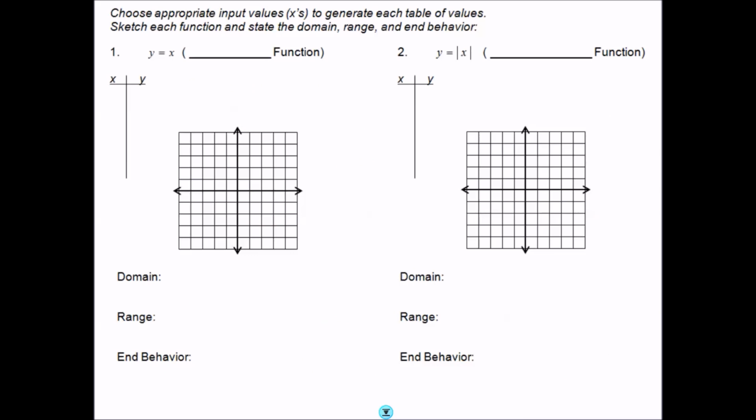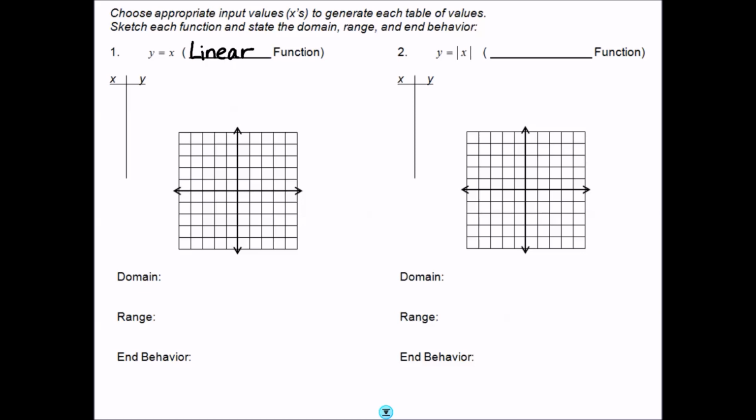So we're going to take a look at each of these functions individually, graph them, make a table, state the domain, range, and end behavior. So the first one here is a linear function, y equals x. Now we're going to make a table, even though you don't necessarily need to make a table for this one because hopefully you remember how to graph a line. We're going to do it anyway.